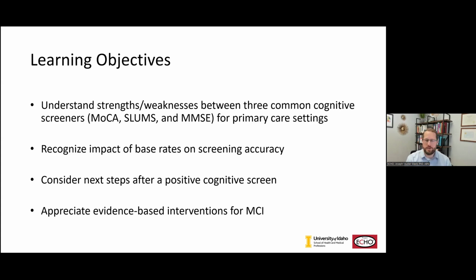So for those of you that may not be familiar, mild cognitive impairment, or MCI, is considered in many ways to be a precursor to dementia, but we're not quite at a dementia. And so what can we do at that stage if there's a positive screening result, as that is a much larger number of folks than those who will actually go on to develop dementia itself.